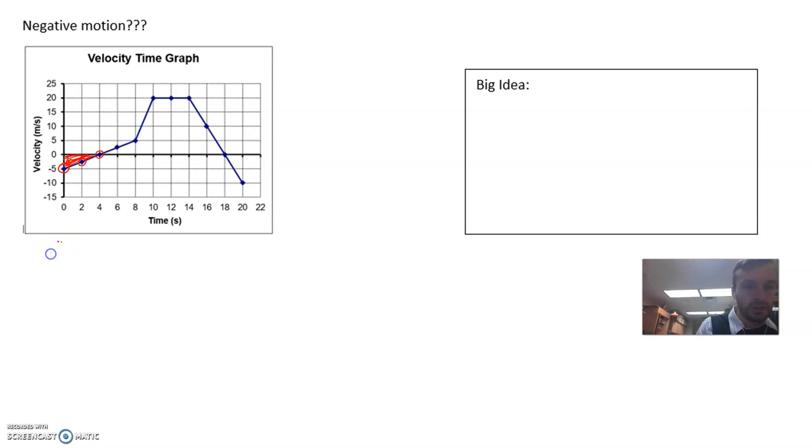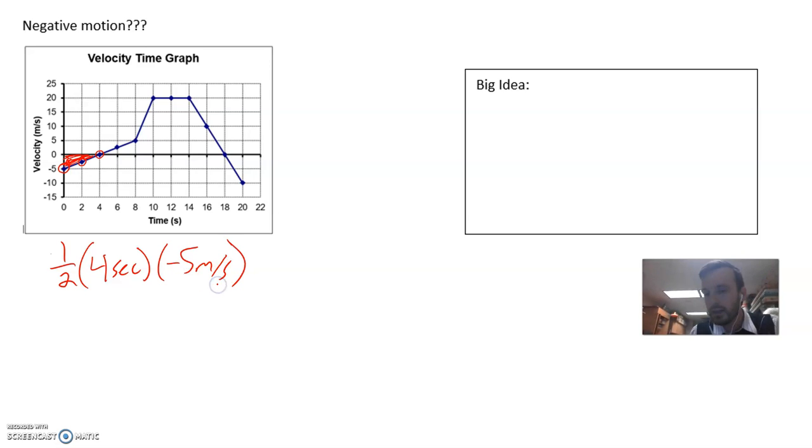So let me show you what that would look like. It would be 1/2, consider, the base is 4 seconds, but the height, we'll call it like this, the height is -5 meters per second. Just throw the negative in there, because what that'll do is it'll remind you that we traveled backwards 10 meters for the first 4 seconds.